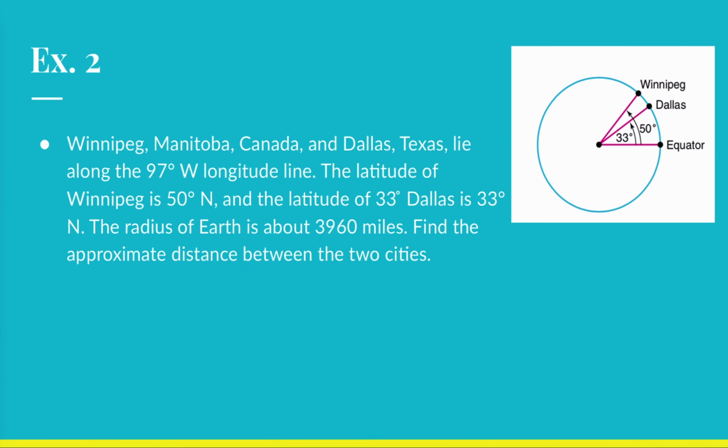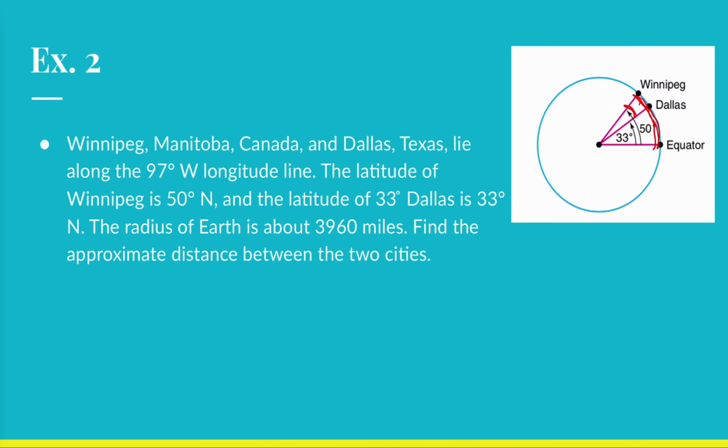Winnipeg, Manitoba, Canada, and Dallas, Texas lie along the 97th degree west longitude line. So they're both on the outside of this circle if we're looking at Earth from the side. The latitude of Winnipeg is 50 degrees north, and the latitude of Dallas is 33 degrees north. The radius of the Earth is about 3,960 miles. Find the approximate distance between the two cities.